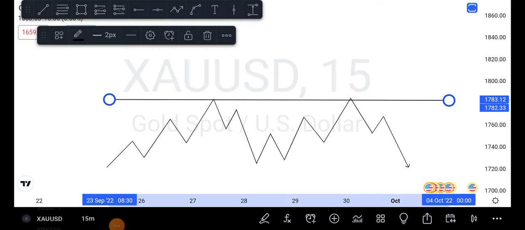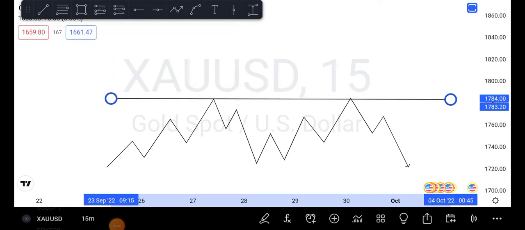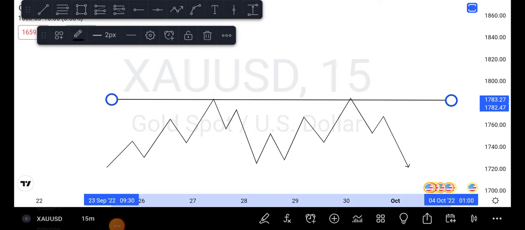is called resistance. That line is called the resistance line. Why is it the resistance line? Because it is showing resistance. It is giving the price an amount of resistance and is stopping it from going upward.